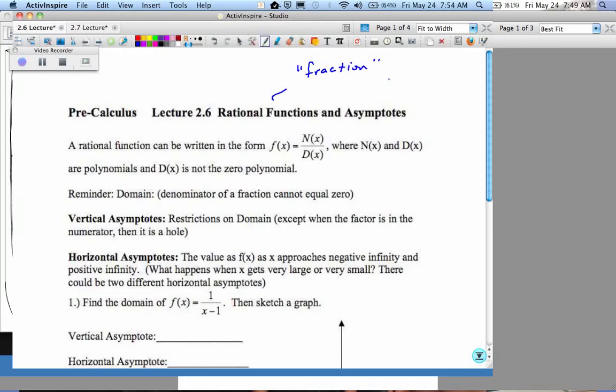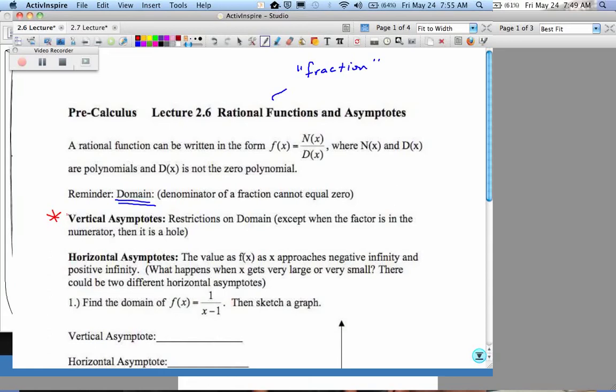We're very concerned about the domain because we don't want to create a zero, division by zero, so we can't have zero on the bottom. So that is the first thing we'll look at in a problem: what kind of restrictions do we have on our domain? So basically we'll take whatever's on the bottom, set it equal to 0 off to the side, and that'll tell us, pay attention to these numbers.